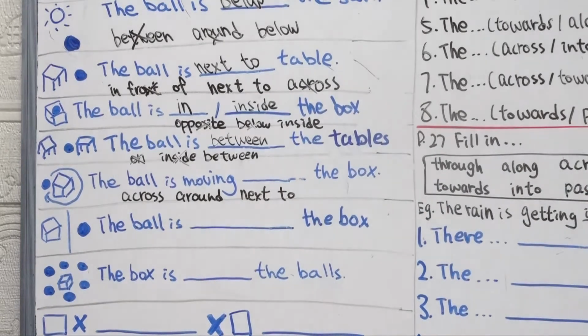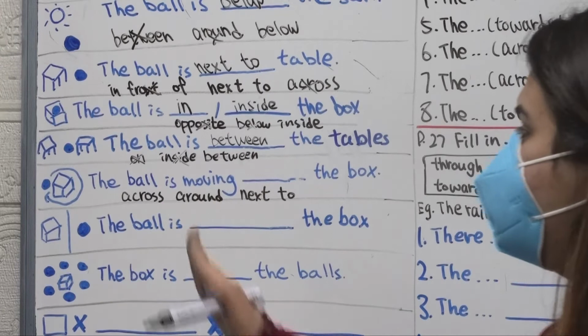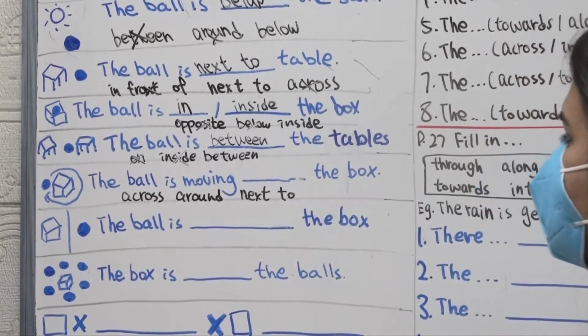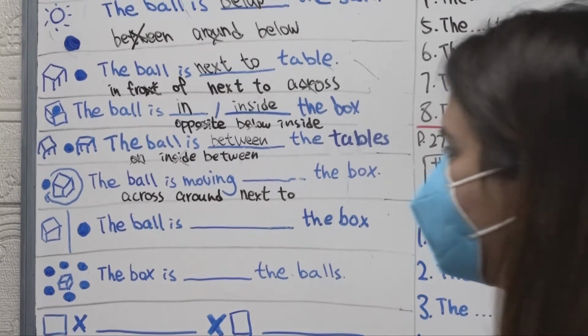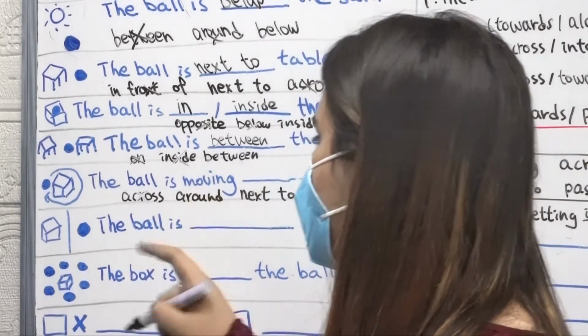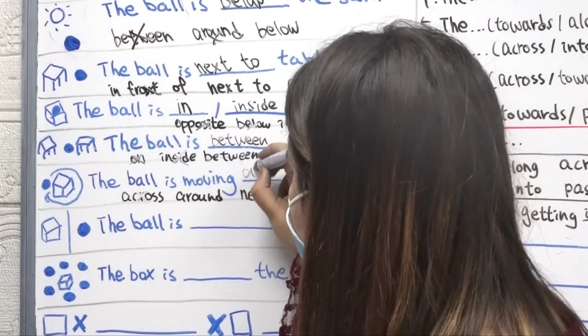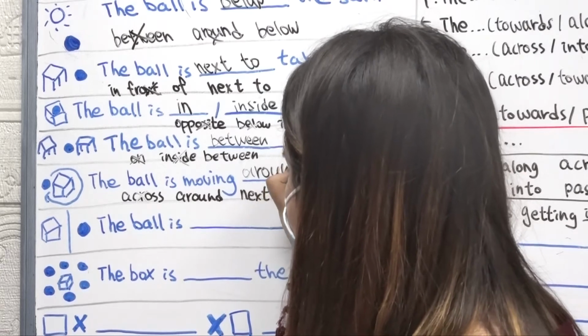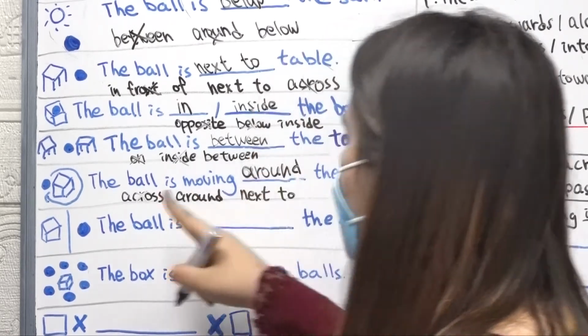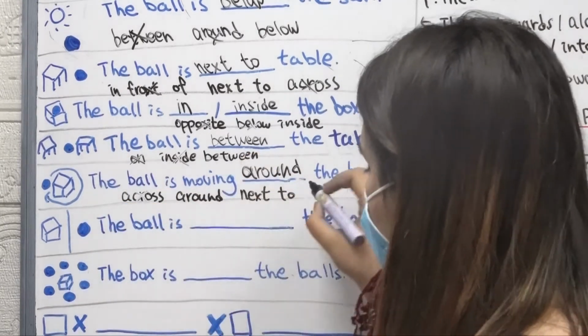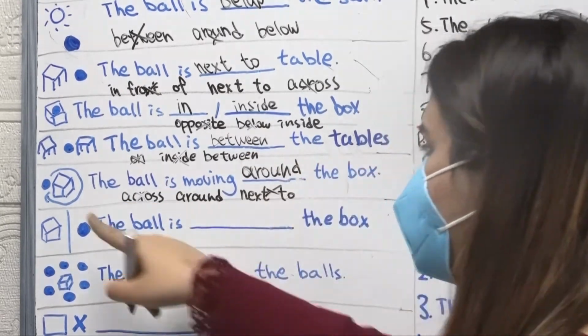Is it across? Across is just for one side to another side, right? So that's not across. Around, it goes round. Yes, that's around. Around is the answer. The ball is moving around the box, okay? It's not next to, of course, because it's not next to it.